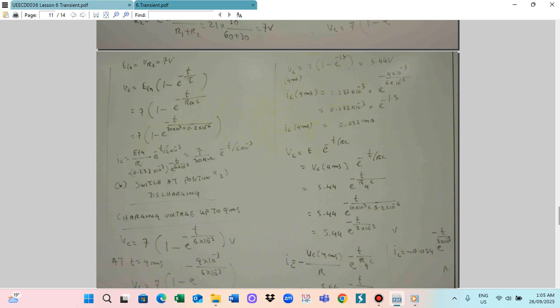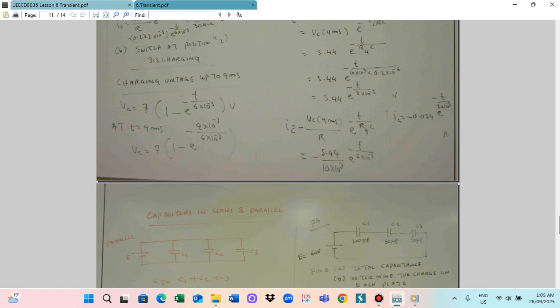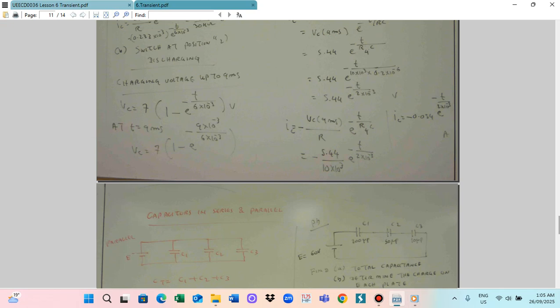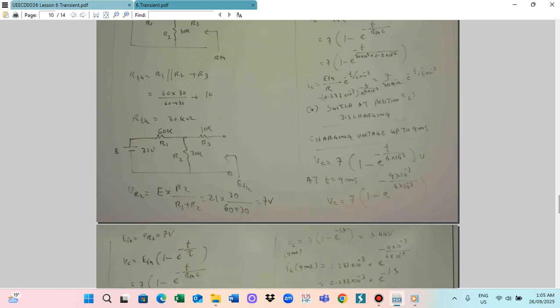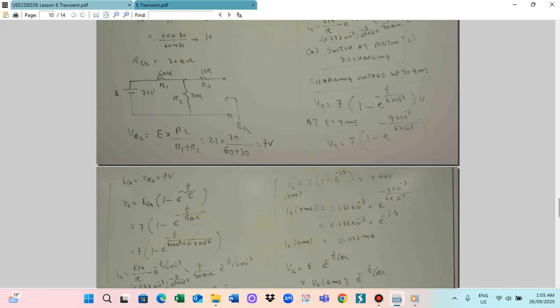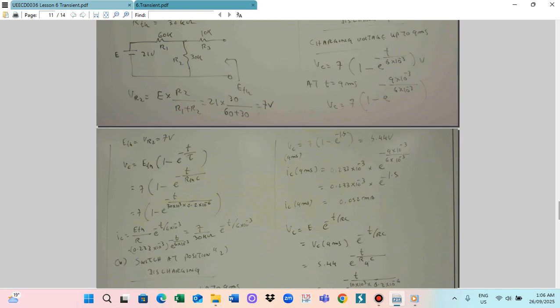So you have to determine the Thevenin equivalent resistance. How do we determine it? To find a Thevenin equivalent circuit, you need to kill the sources, which means voltage sources are to be short circuited and current sources are to be open circuited. In this problem the voltage source is only E, so you make it short circuited. Resistor R1 is 50 kilo ohm, resistor R2 is 30 kilo ohm, and resistor R3 is 10 kilo ohm. So this is the RTH.